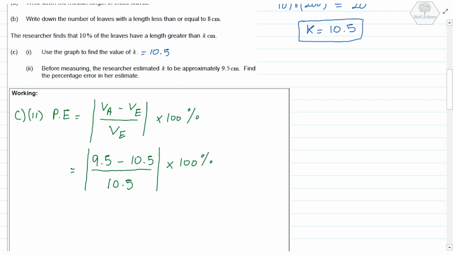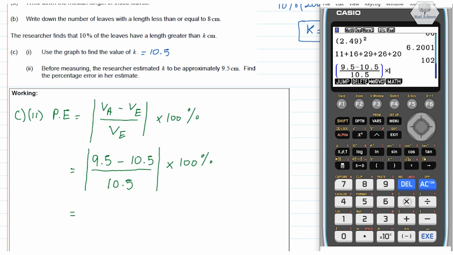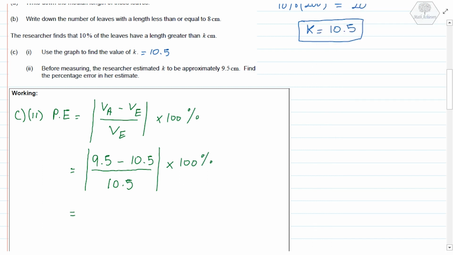I go to my graphical display calculator now. I have fraction 9.5 minus 10.5 over 10.5, all of it times 100. I'll be having on my calculator a negative value, but simply I will neglect the negative because I have absolute value. It will give me 9.52%. So the percentage error is simply equal to 9.52%.